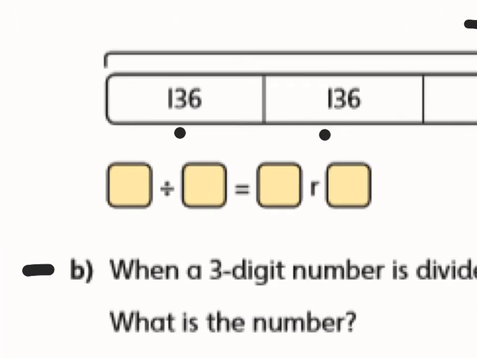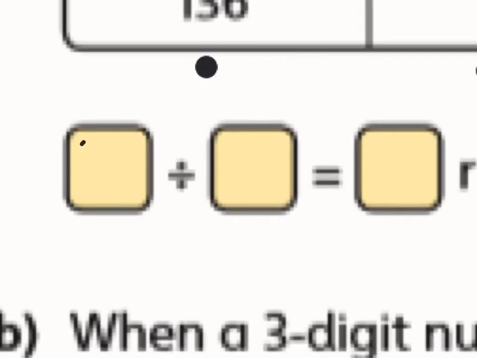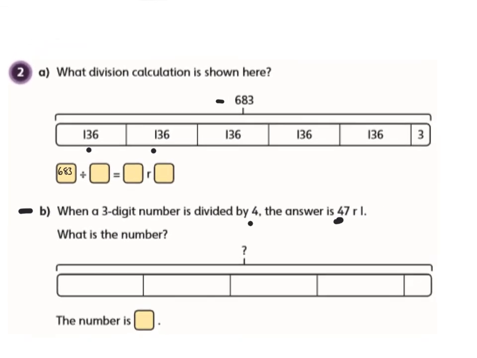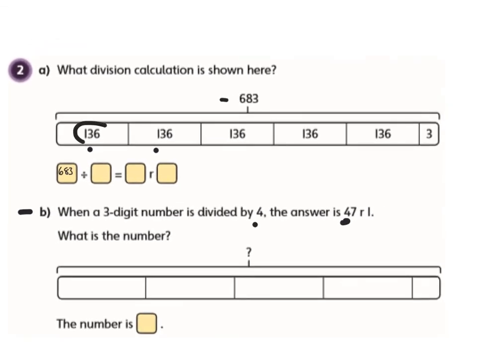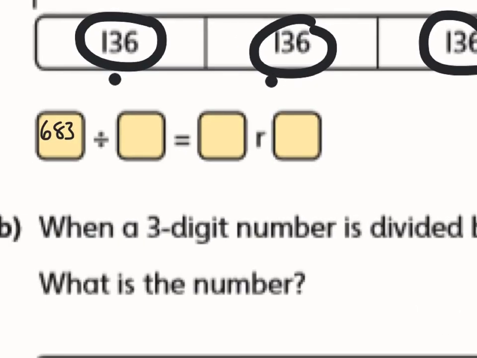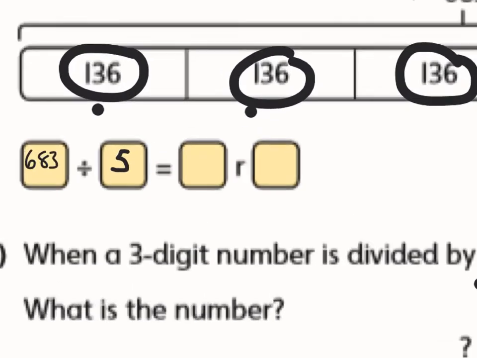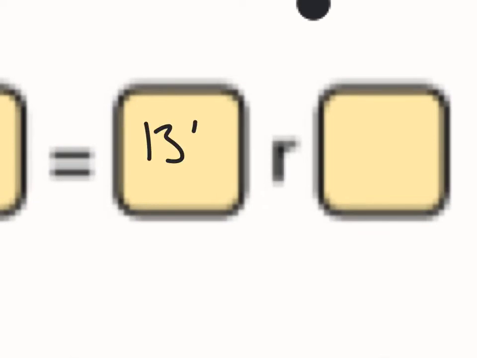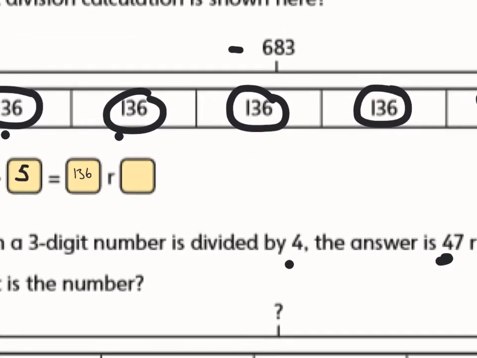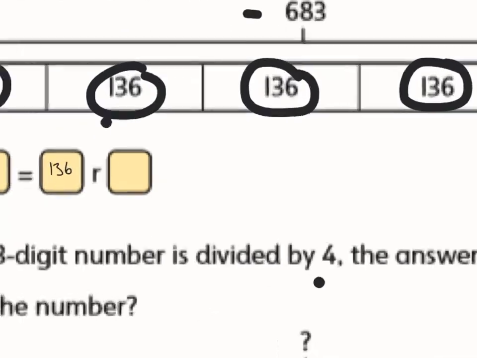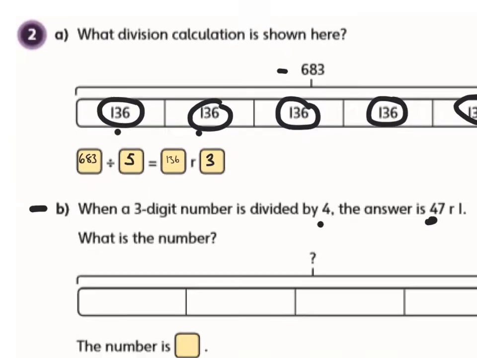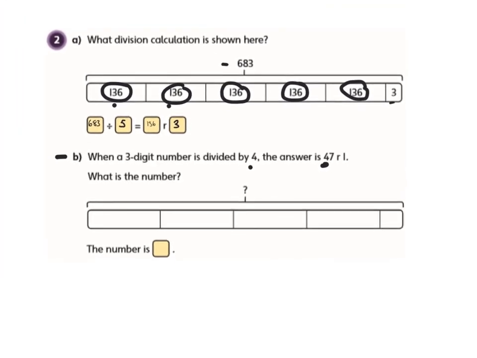683 is our total, so I'm going to zoom right in, that's going to go in here. And how many parts has that been split up into? Well, it's been split up into 1, 2, 3, 4, 5. So 683 divided by 5 equals 136 with 3 left over. That's our remainder.